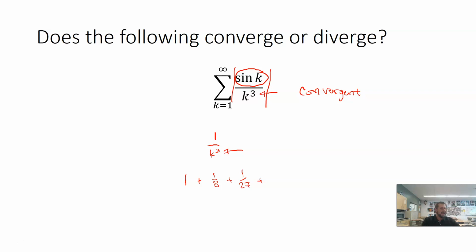If it's not absolutely convergent, it's still possible that the original series is convergent, but we have to use a different test to try and find out. So again, hopefully all that makes sense. If you have any questions at all about that, please let me know.